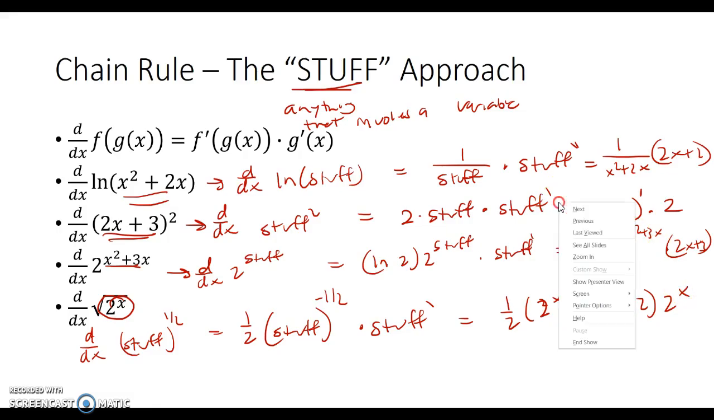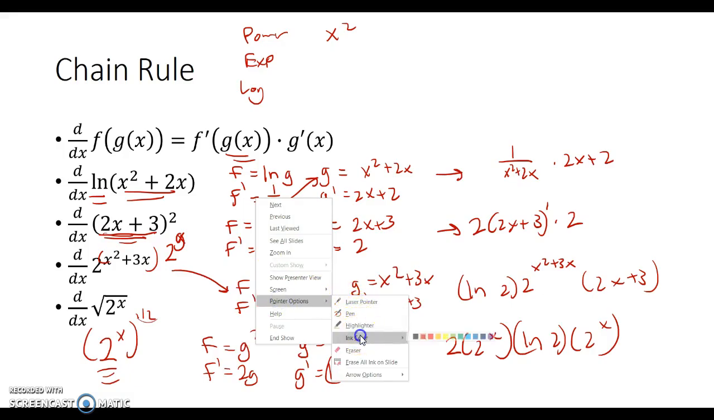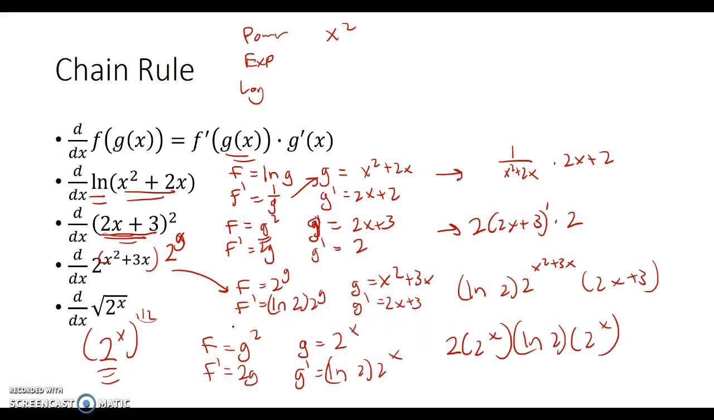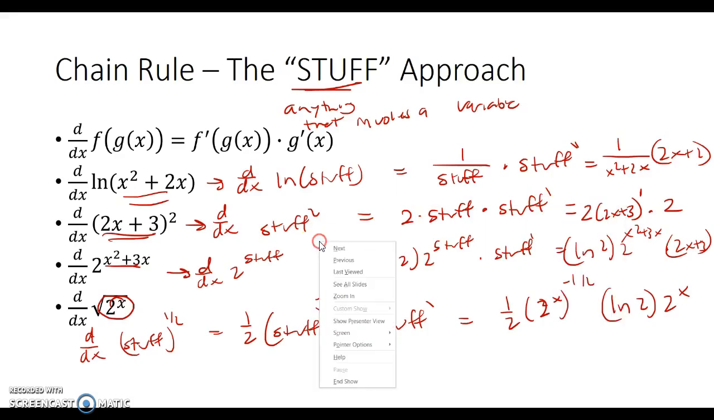So that's kind of the stuff approach to the chain rule. It makes it a little bit easier, I think, mathematically. The thing that I missed here was I actually wrote g squared instead of g to the 1/2. So let me go back and change that. But we end up getting the same answer. One approach is just a little bit more mathematical, and the other approach is trying to do things a little bit more intuitively. So we get the same answer here as we do on the next slide.